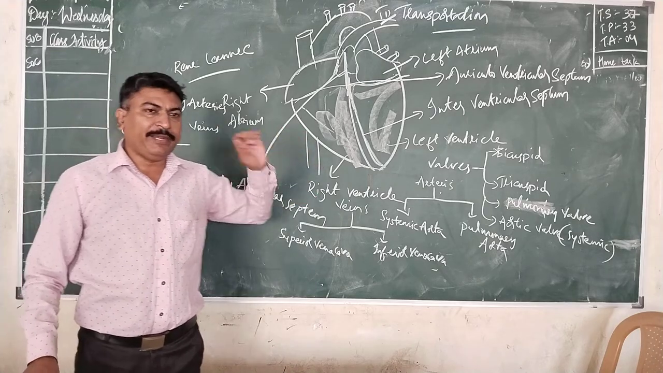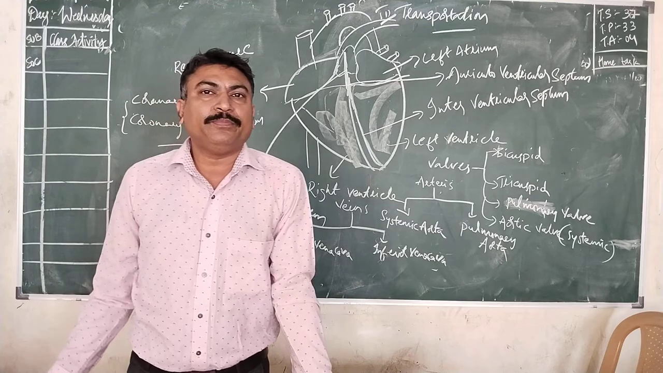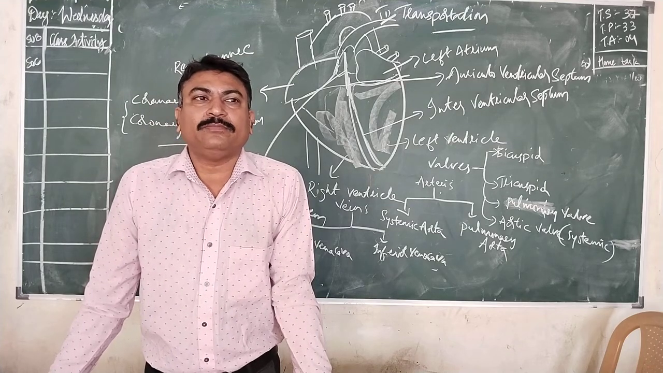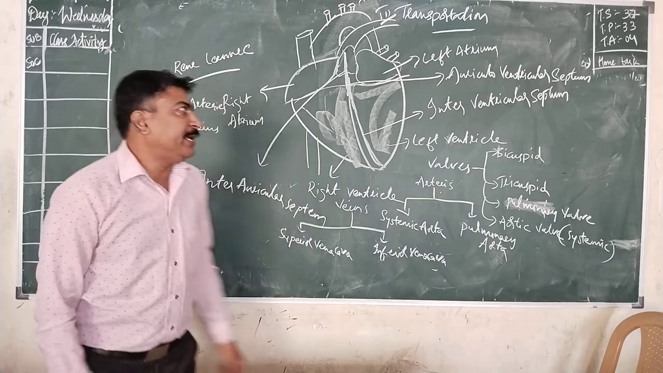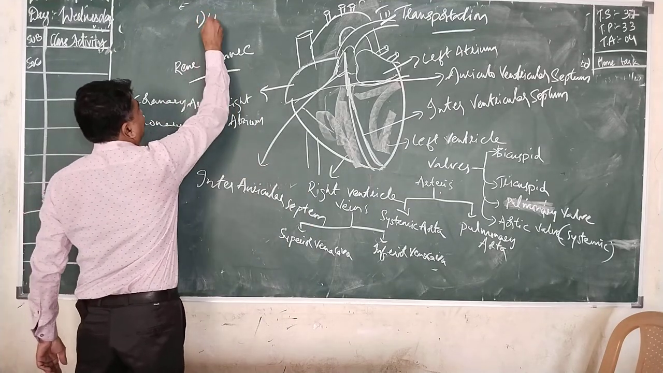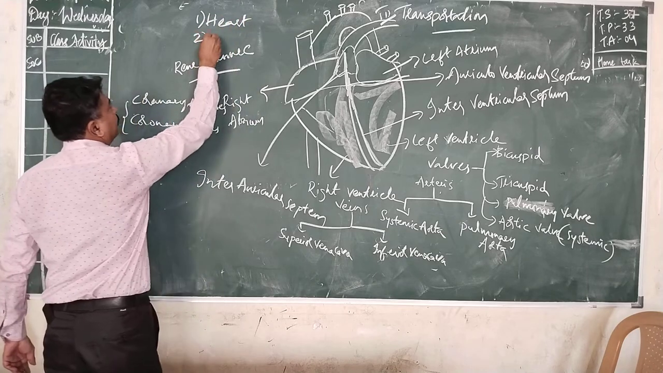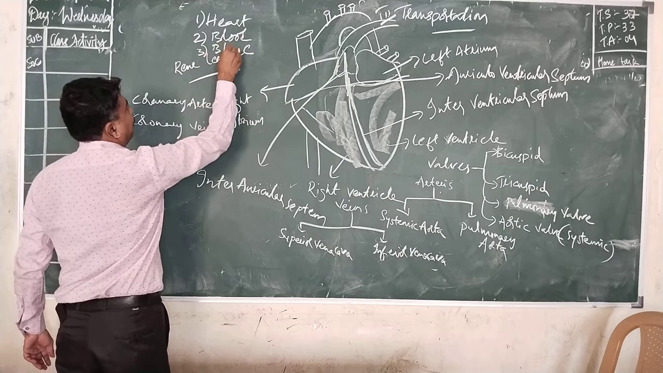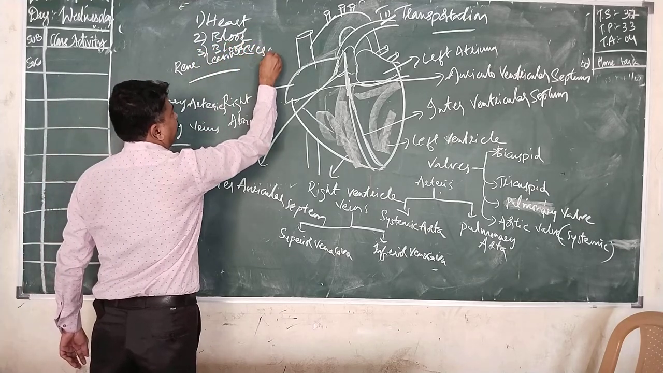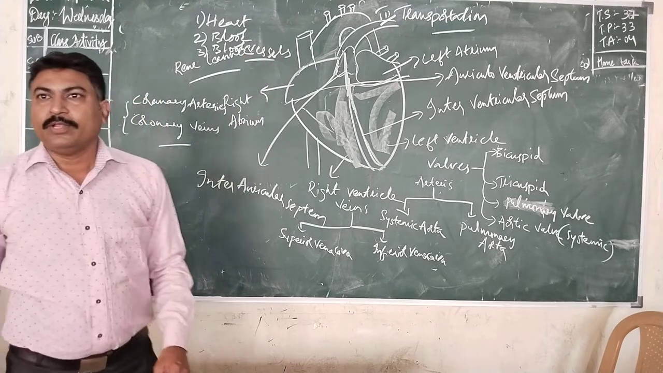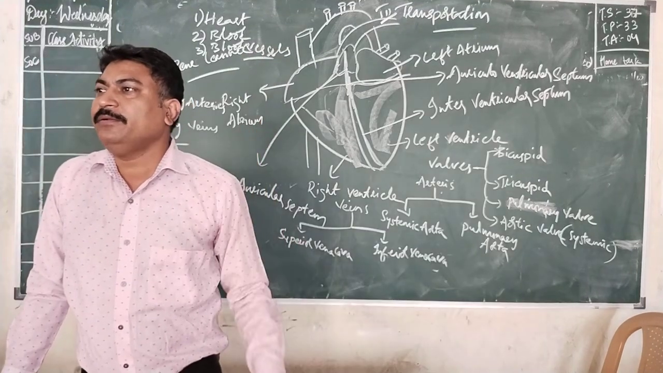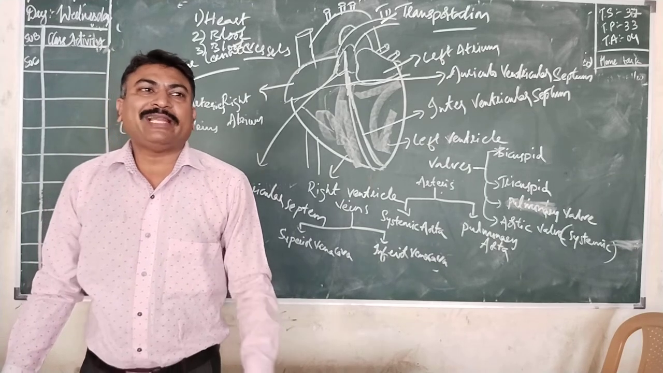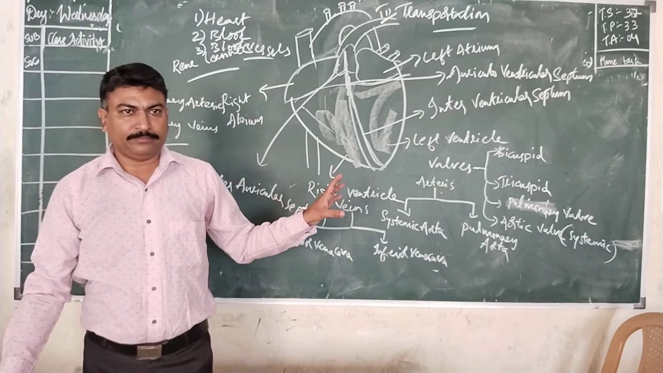Now I am going to explain the transport system which takes place in the human body. There are three components of the transport system in the human body. They are, first one is heart, second is blood, and third one is blood vessels. There are three components in the human transport system: heart, blood, and blood vessels. Now in this class we will study only the structure of the heart.